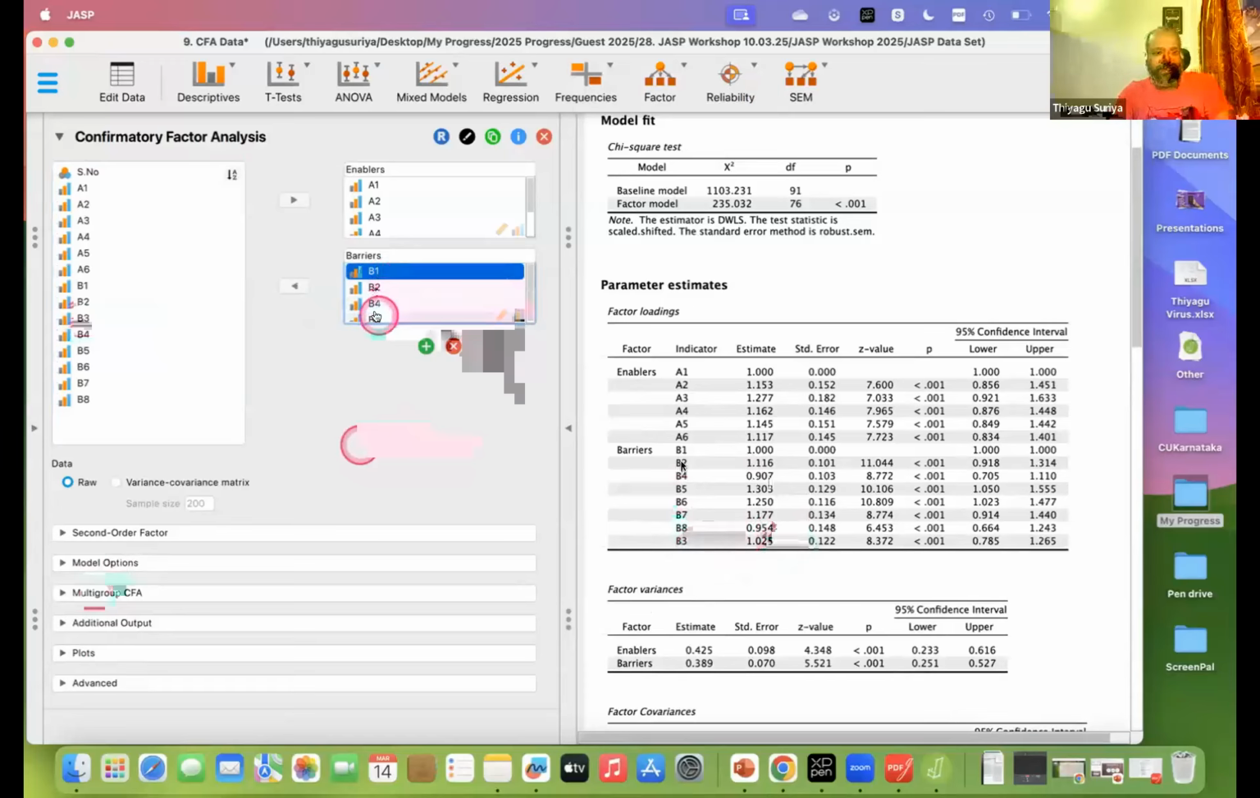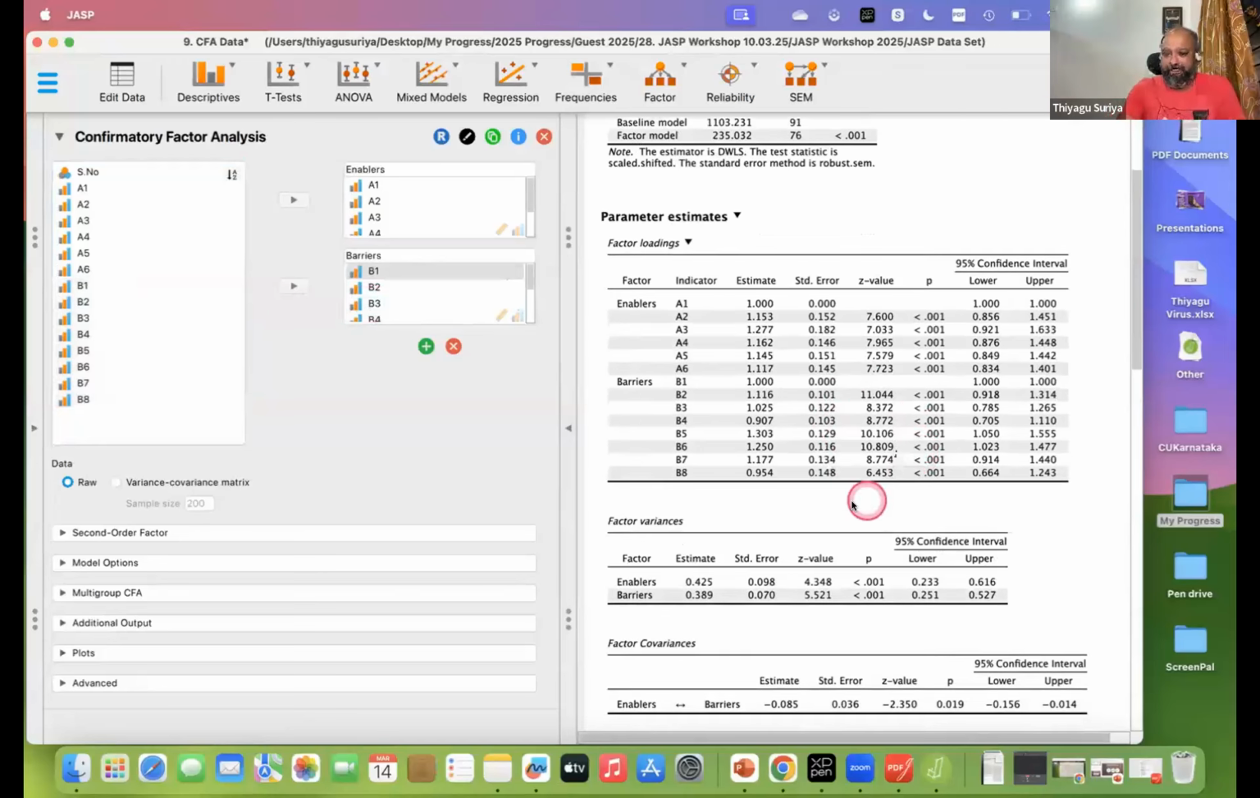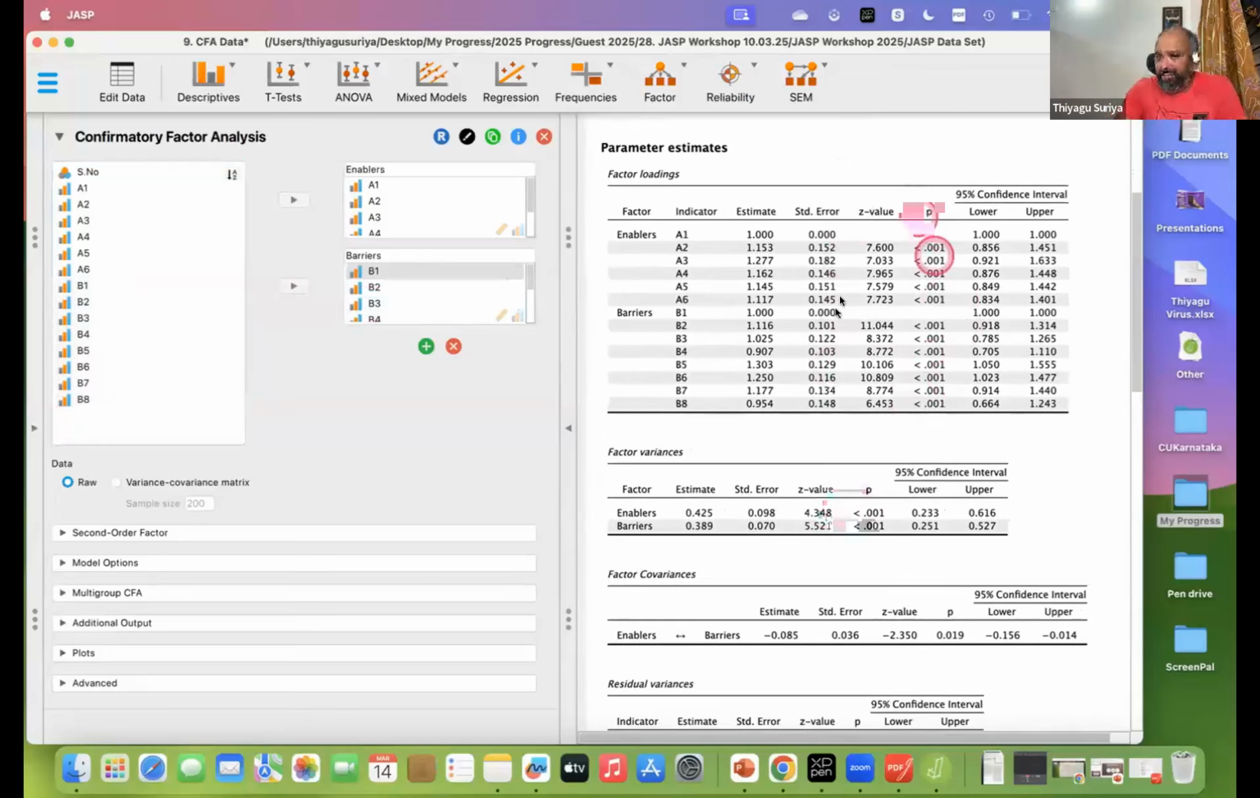I'm just doing this because I added last no. Previously I deleted no. So I'm just once again doing this B1 to B8, so the same order. Then only the order becomes right. Now, these are things we need to ensure: whether the p-value is significant in the case of confirmatory.